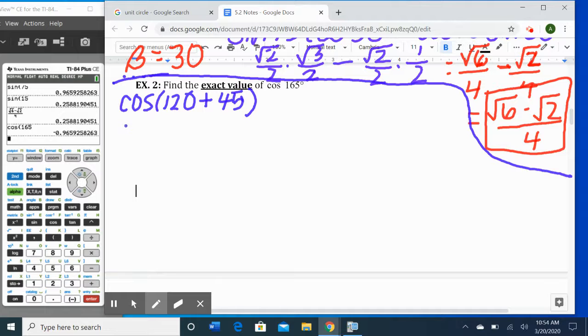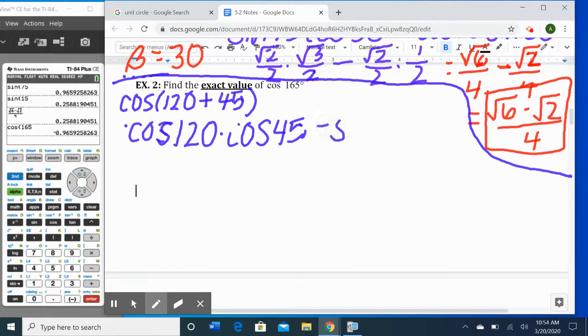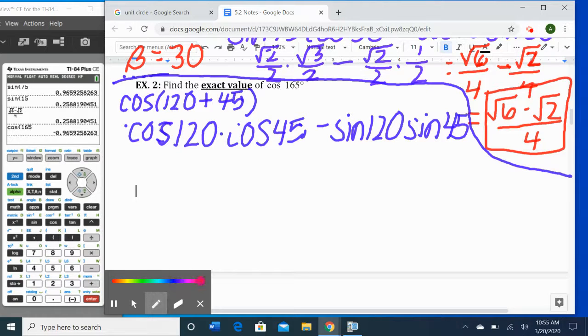So I'm going to use the cosine addition formula, which is the cosine of alpha. And so in this case, alpha is 120 times the cosine of beta, which is the cosine of 45. I'm just using my formula. It's minus the sine of alpha, so the sine of 120, times the sine of beta, so the sine of 45.